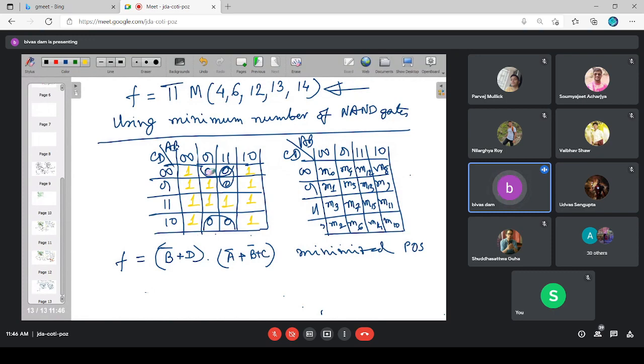And you can simply erase these things. If you keep both ones and zeros in your Karnaugh map, then the Karnaugh map may look a bit clumsy. So this is the required Karnaugh map for realizing the function using minimum number of NAND gates. Is there any group of 16?